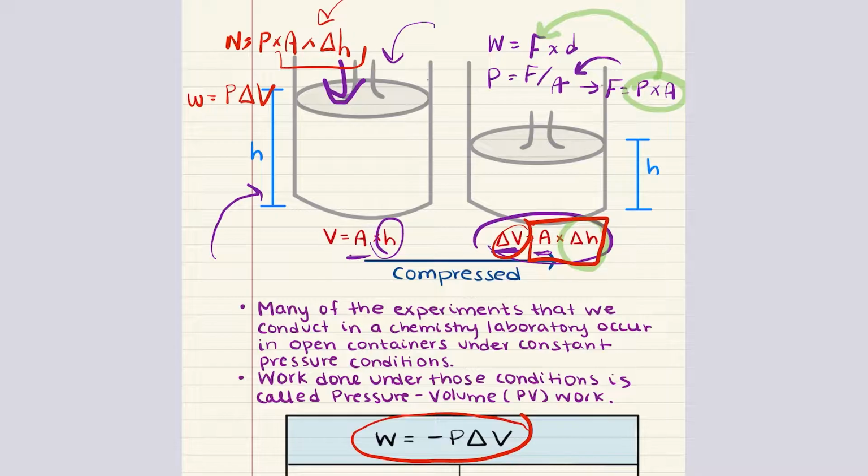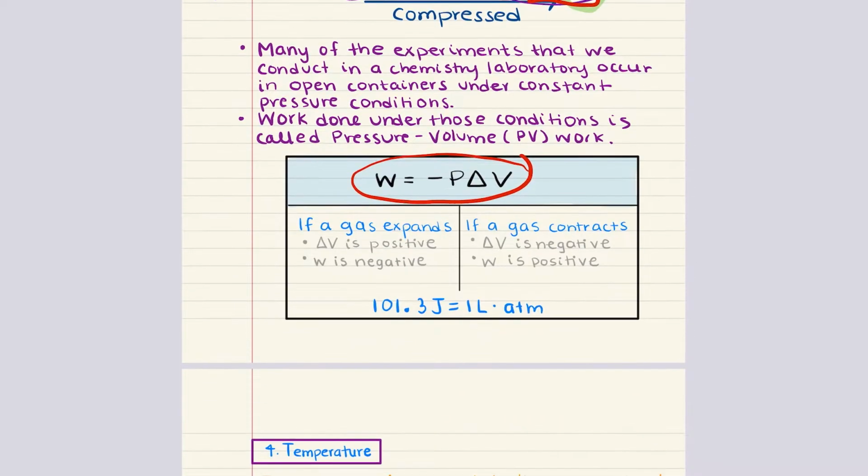All right, wonderful. The negative sign is needed because work will always have a sign opposite of that to delta V. Now, if a gas was to expand, you would know that delta V is going to be positive. Your gas is expanding, so your change in volume is going to be positive, and that's going to result in your work having a negative sign. If your gas contracts, delta V is going to be negative because your volume is getting smaller, and the sign that would be associated with work here in this scenario is positive.